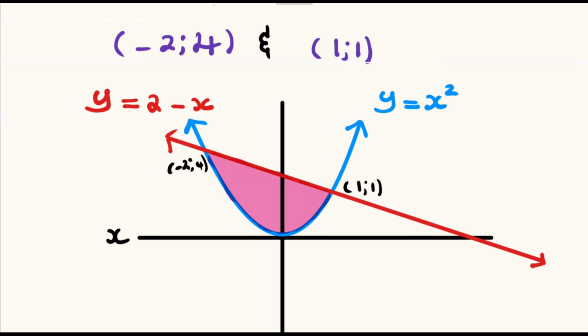We have to draw the strip. The strip has to touch both graphs. When it's horizontal like that, it only touches one graph, but when it's vertical, it touches both graphs. So this will be our strip, which we name this strip as dx, and this will be our answer.